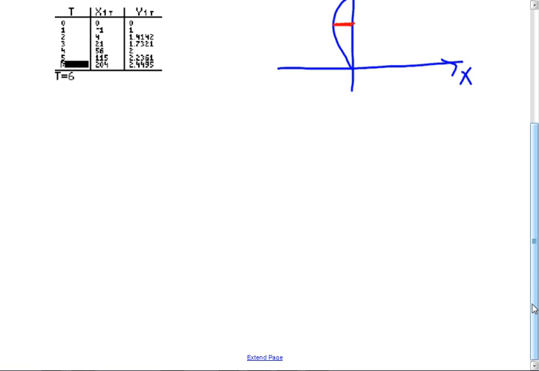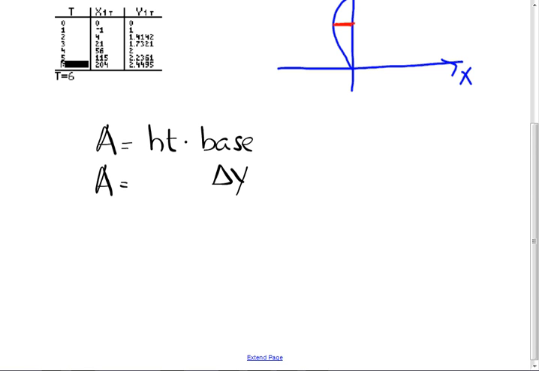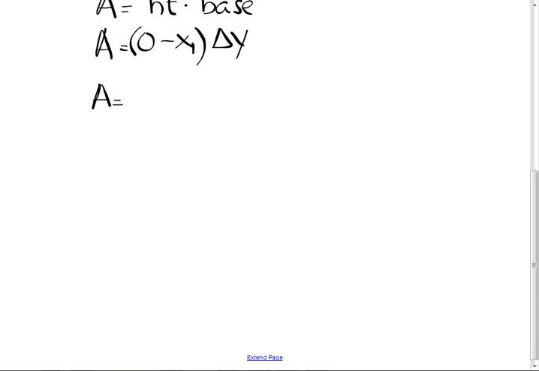Okay, so I am going to write down what I would do normally. The area is equal to the height times the base, and the base is what? That's delta y. And the height is this x value, which is 0, and then this x value. Call it x1. Why do I have to subtract it like that? Because if I do x1 minus 0, I'm going to get a negative answer. So the area is going to be equal to negative the integral of x1 dy.